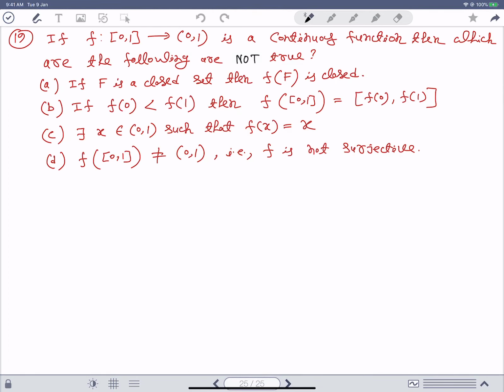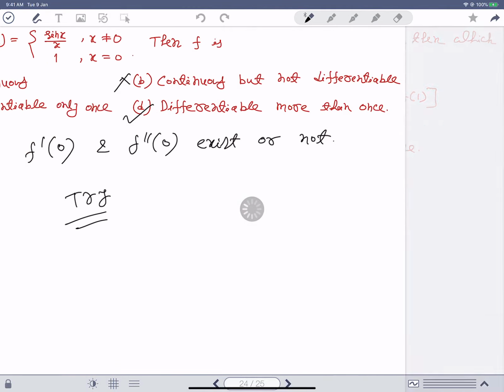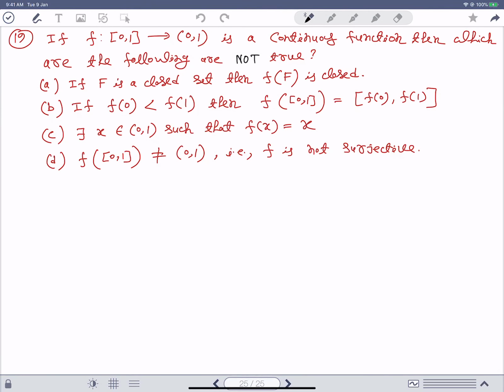Fine. Now, what about this one? Remember that it is written which of the following are not true. I always miss this point. So, whenever I ask this kind of problem, not true, I generally strike out a negative one.